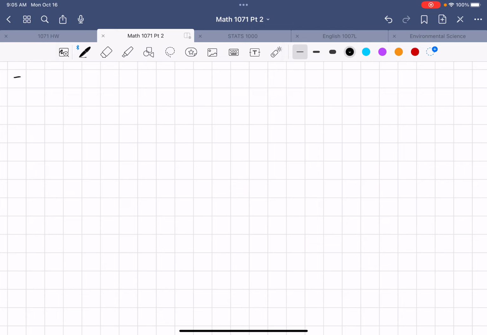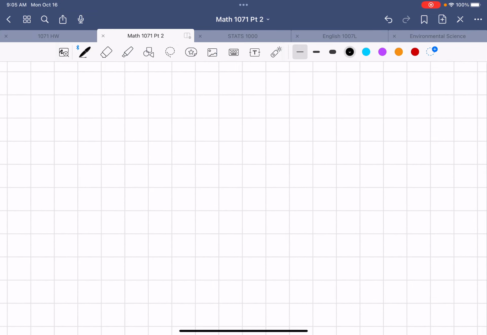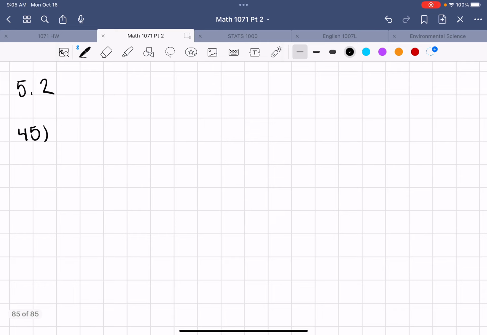Number 45. Profit at time t is given by negative t cubed plus 9t squared plus t plus 5. And they want you to restrict your attention to the interval 0 to 6.